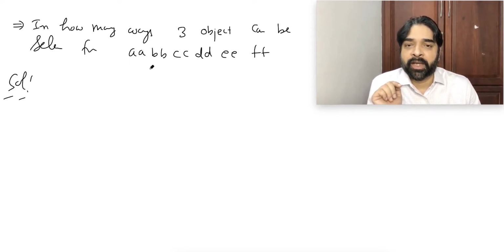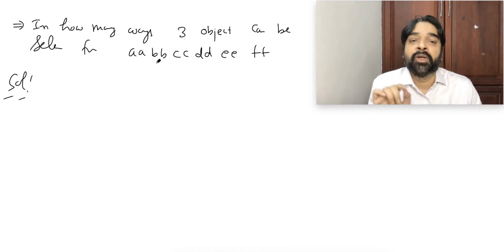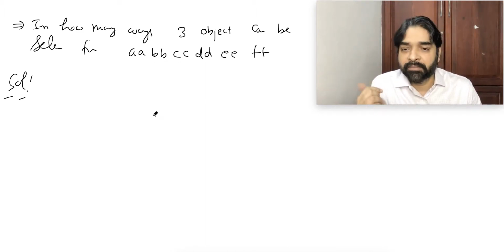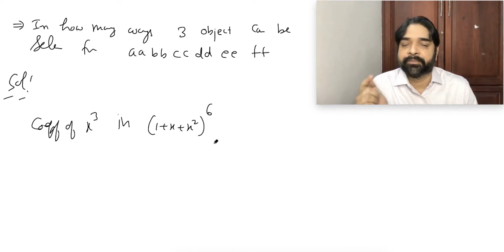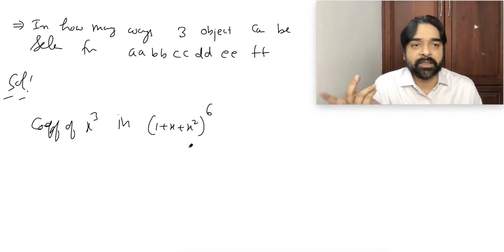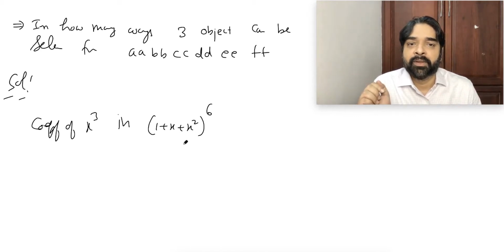First thing, can I make this one bracket? Speak out. Can I make it as a bracket? AA, how will you make the bracket? 1 plus x square, and into 1 plus x square, and 1 plus x square. Very, very simple. (1 plus x square) whole power 6, coefficient of x power 3. That's all. That's the answer. Right? Is this clear to everybody?